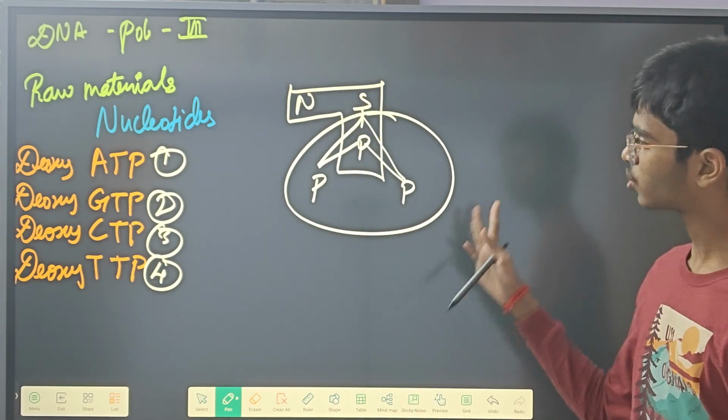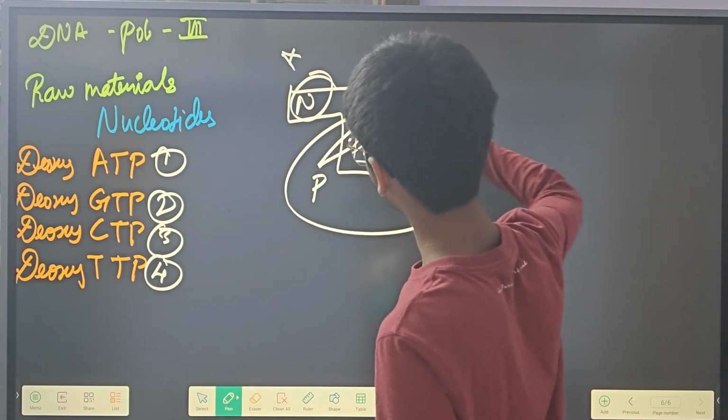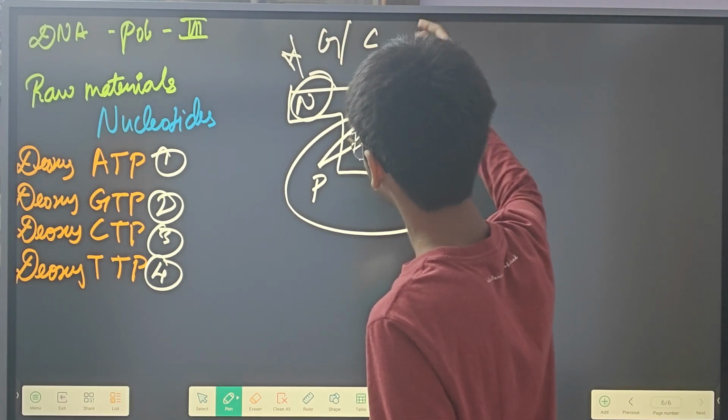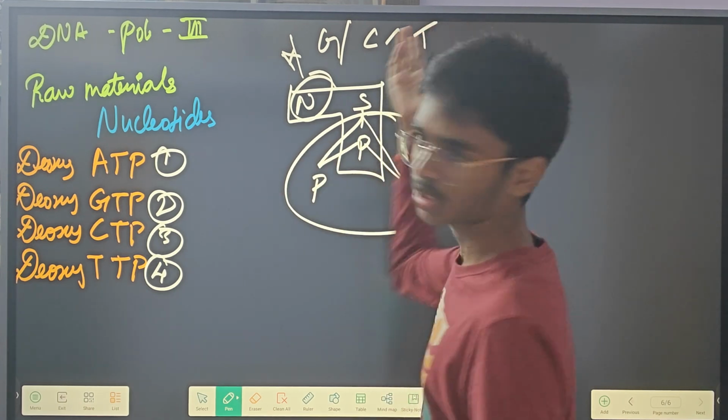Like this only, in the place of the nitrogen base, if there is adenine, this is ATP. If there is G, then it is GTP. If there is C, then this is CTP. If this is T, then this is TTP.